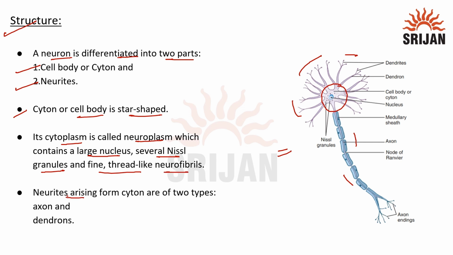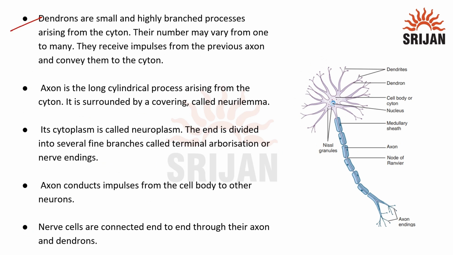Neurites arising from cyton are of two types, axon and dendron. This is called as the axon and this is called as the dendron. Dendrons are small and highly branched processes arising from cyton. Their number may vary from one to many, and they receive impulses from previous axon and convey them to the cyton. In this image, we can observe dendron. These structures are called as dendrons and they may vary in number.